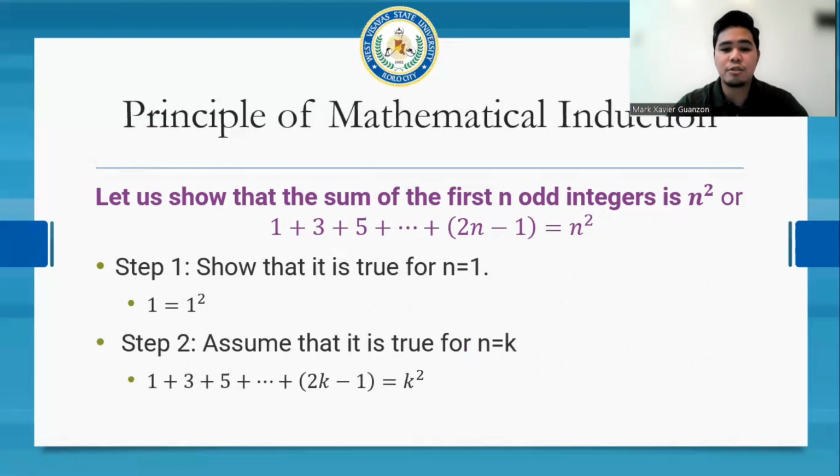Step 2, we assume that it is true for n equals k. So this will be our inductive hypothesis. This is merely an assumption. So 1 plus 3 plus 5 and so on and so forth, instead of writing 2n minus 1 there as our representation, we use 2k minus 1 to represent the kth odd integer. And that shall be equal to k squared based from our step 1.